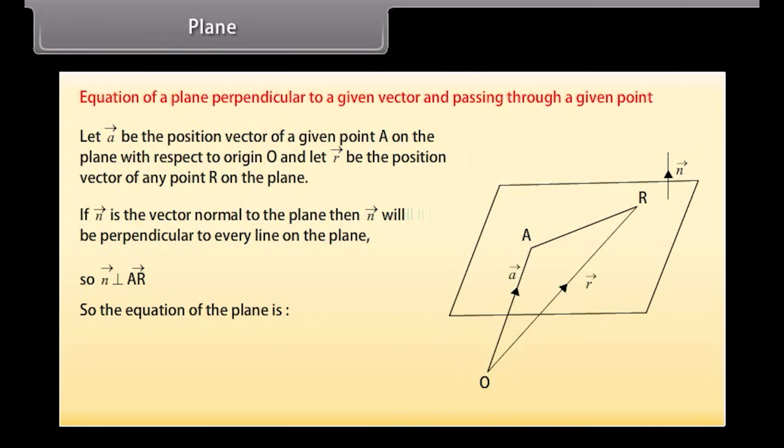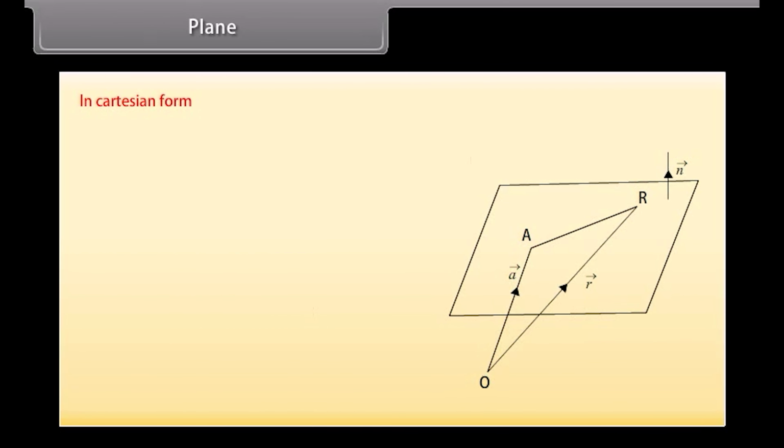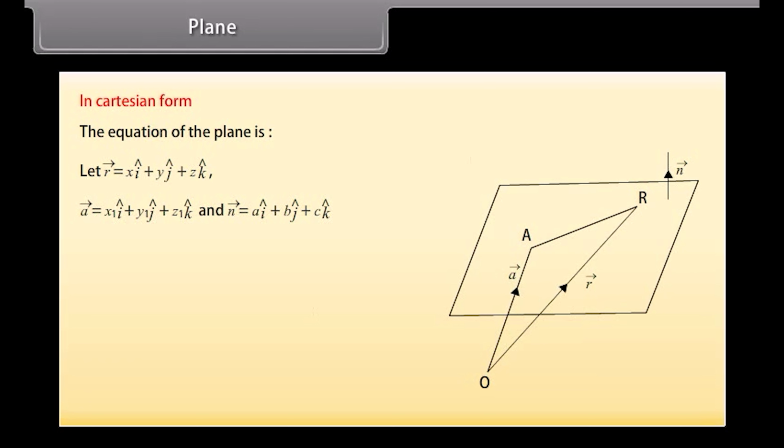So the equation of the plane is dot product of vector AR and N equals 0, or dot product of vector R minus vector A and vector N equals 0. In Cartesian form, the equation of the plane is: let vector R equals x i cap plus y j cap plus z k cap. Vector A equals x1 i cap plus y1 j cap plus z1 k cap. Vector N equals a i cap plus b j cap plus c k cap.